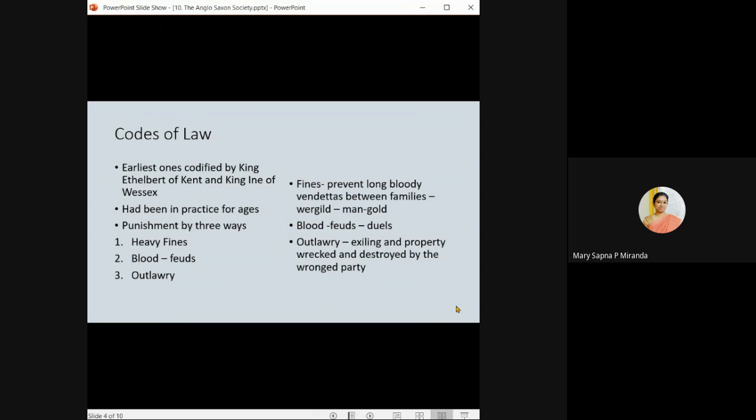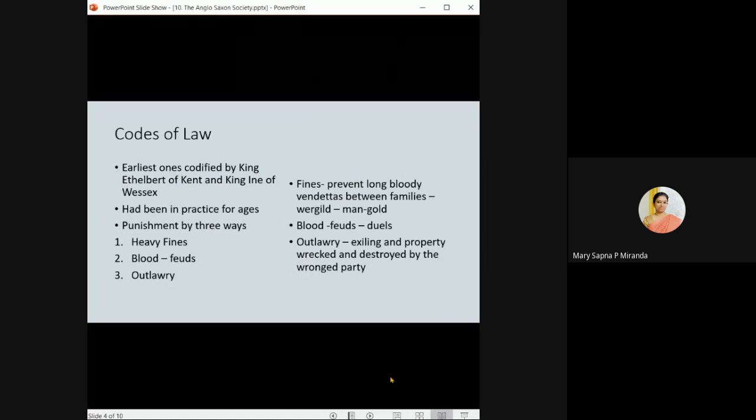Outlawry is what it means: you'll be exiled and the property would be taken away and wrecked, destroyed by the wronged party. That is, the court has found you guilty. For instance, you remember the Godwins, they were asked to go away from the country when Father Godwin refused to follow the orders that were given by the king. You remember that, right? So outlawry meant you will be exiled and the good things of your property would be taken away, and the rest, like your house and other property, would all be wrecked and destroyed by the wronged party.